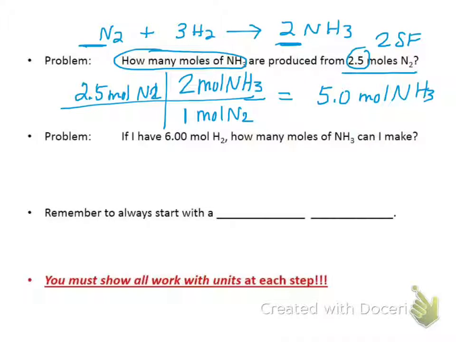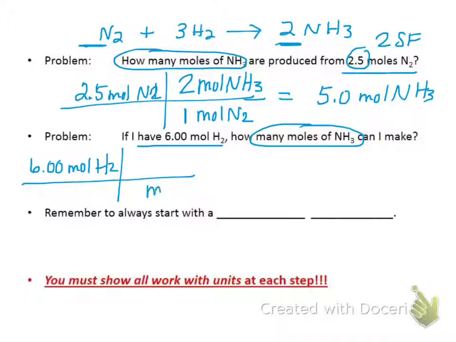Okay, let's try another one. This one is 6.0 moles of hydrogen is our given, and we're wanting to know again how many moles of NH3. So I start with the given, 6.00 moles of hydrogen. I want to get rid of hydrogen, so I put it on the bottom, and I'm trying to go to moles of NH3, so I put it on the top. Now I go to the balanced equation. In front of hydrogen I have 3. So for every 3 moles of hydrogen I can get 2 moles of NH3.